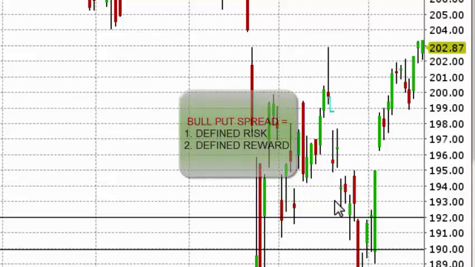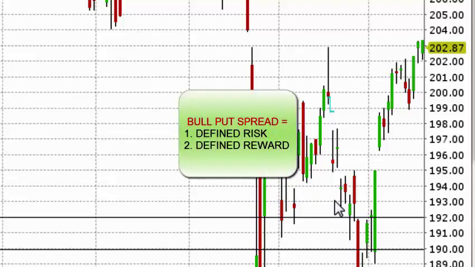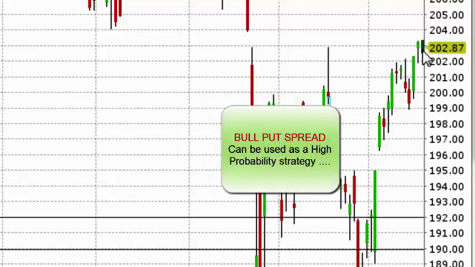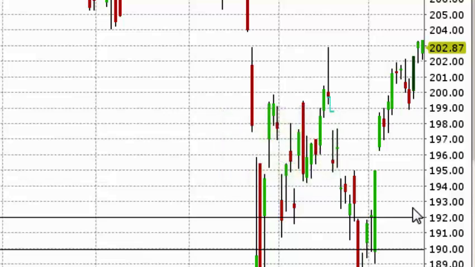So this is what we call a defined risk and a defined reward strategy, and it's a high probability strategy, because if you think about it, the share price will have to fall nearly $13 or nearly $11 here before you start losing money in this particular transaction. So it's a high probability trade.